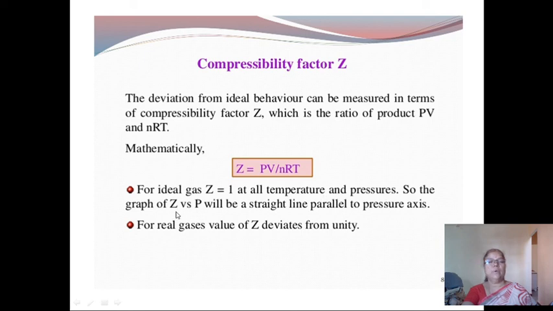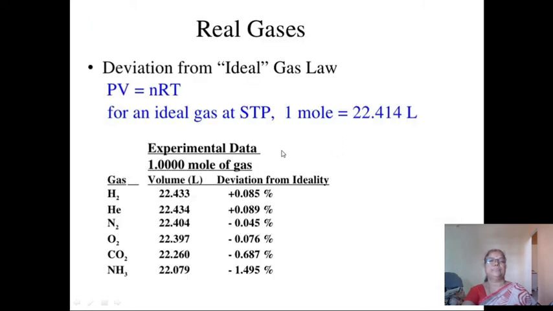So the graph of Z versus P will be a straight line parallel to the pressure axis. And in the case of real gases, the value of Z deviates. That means it may be either less than 1 or greater than 1. The value of Z is either less than 1 or greater than 1 in the case of real gases. This is the extent of deviation of a real gas from ideal behavior.